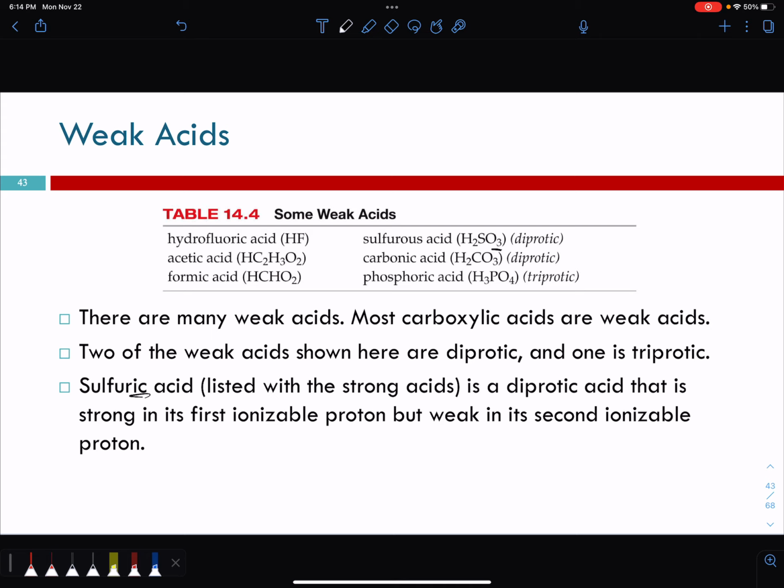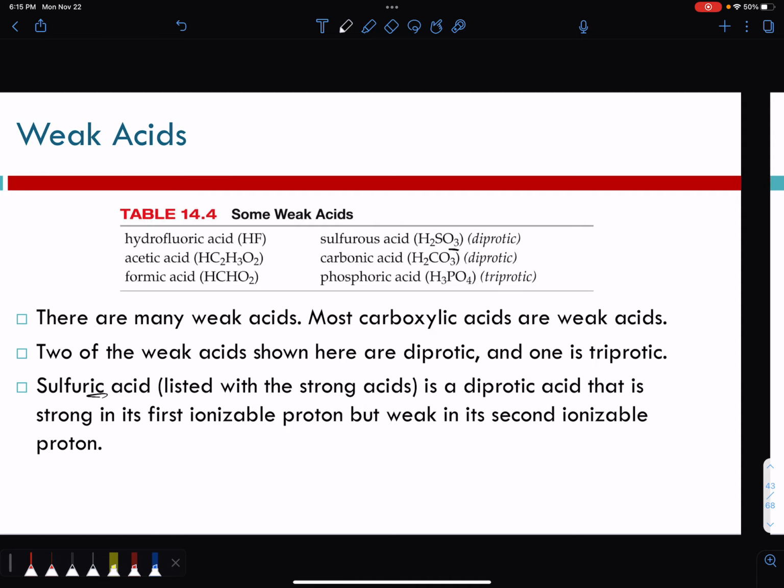Oh no, it is weak on its second ionizable. Whatever. It's not super important. We're not going to worry about that for this class. Just assume that both of them ionize. Carbonic acid and phosphoric acid, which phosphoric acid is actually in a lot of dark sodas. It's bad for your teeth.